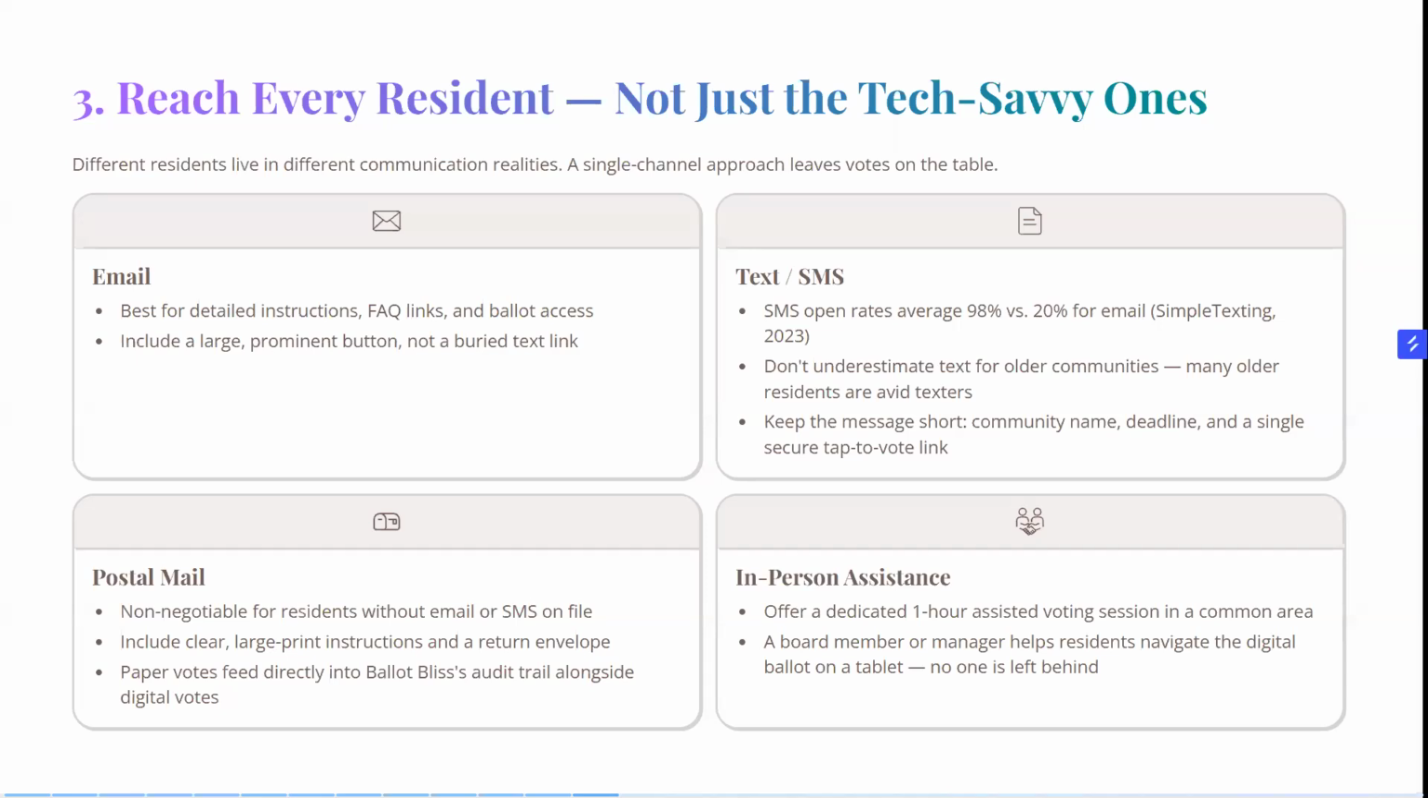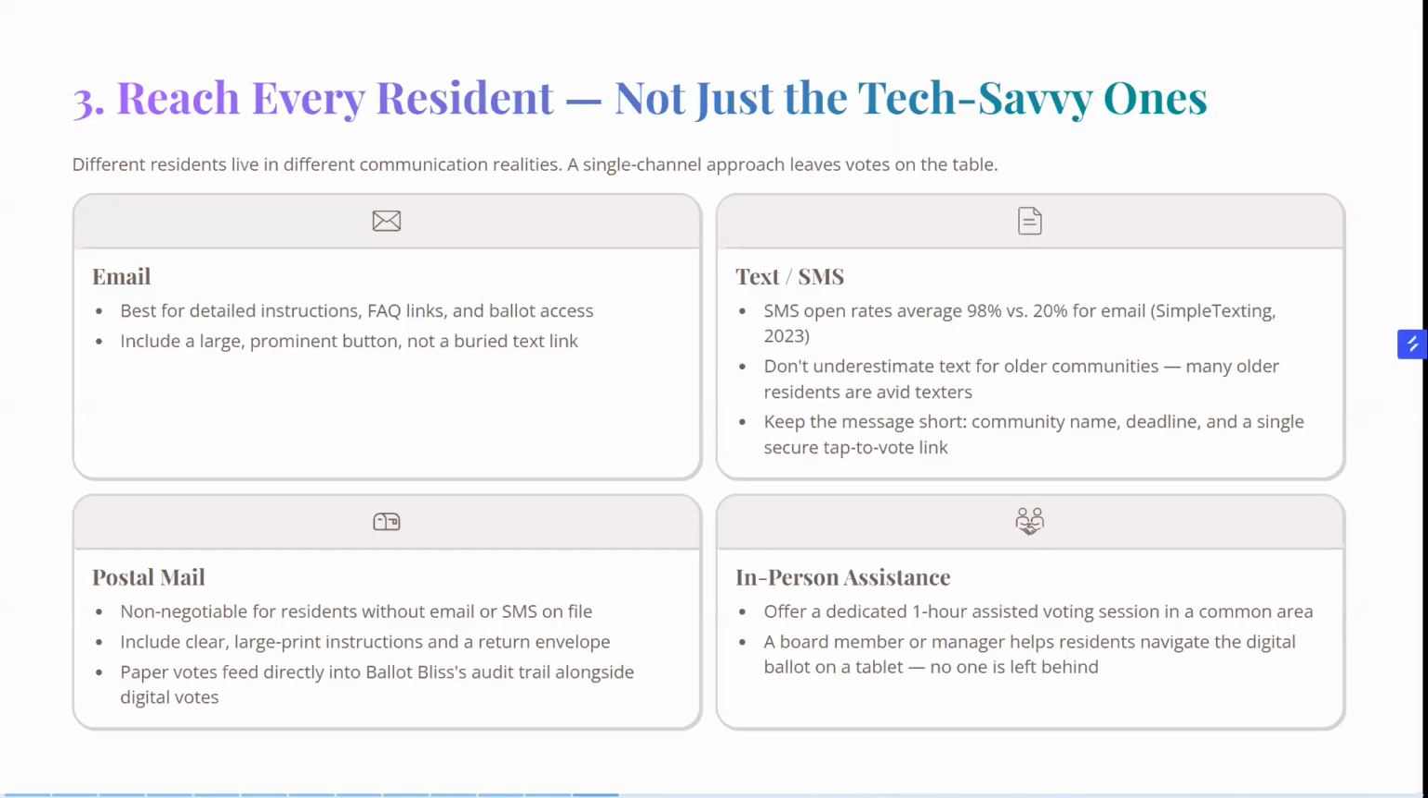A text link buried in an email loses votes, but a branded email with a clearly visible voting button gets clicks. Text messaging is more familiar to older residents than many boards assume. Today, more than 75% of adults over 65 own a smartphone and are already texting regularly with family and friends. Staying connected with loved ones over the years has made texting an everyday habit for many elders. A voting invite sent directly to their phones through a text can be more effective than an email that gets buried in their inbox.